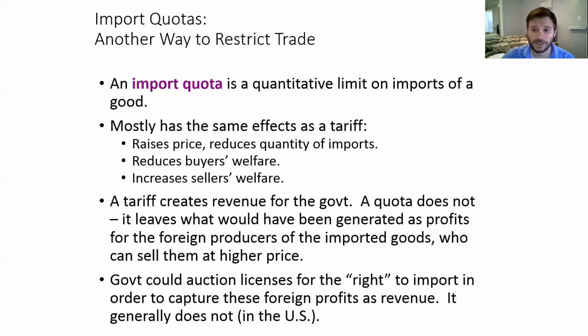So that wraps up our discussion of trade policy in the context of the competitive market framework.